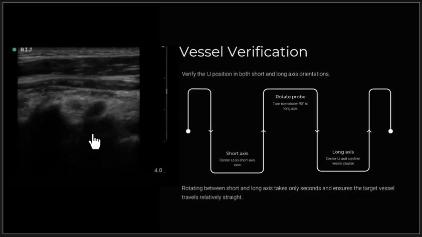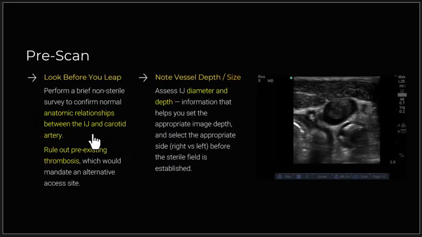Another thing that I recommend before you take the time to do the sterile prep and apply the sterile setup and drape is to look at that IJ vessel before you leap into the setup. The reason being is you want to not only confirm the anatomic relationships between the IJ and carotid, and make sure that the IJ runs straight, but also to rule out pre-existing thrombosis.